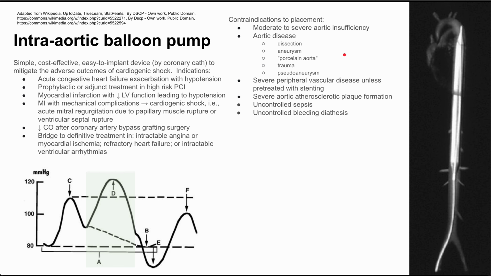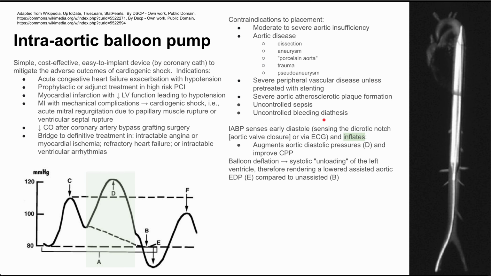You also don't want to use balloon pumps in patients with severe peripheral vascular disease unless these patients have been pre-treated with stenting of those peripheral vessels. You don't want to use balloon pumps in severe aortic atherosclerotic plaques. Again, that can affect the position, placement, and function of the balloon pump. You don't want to use balloon pumps in patients that have uncontrolled sepsis or uncontrolled bleeding.